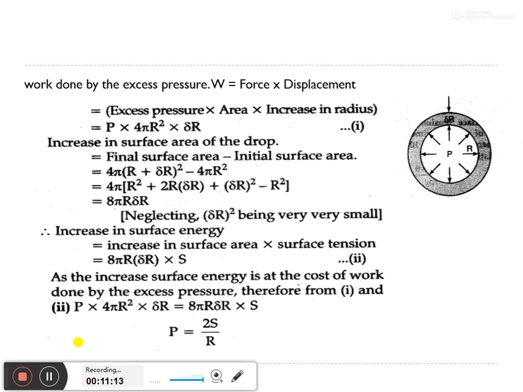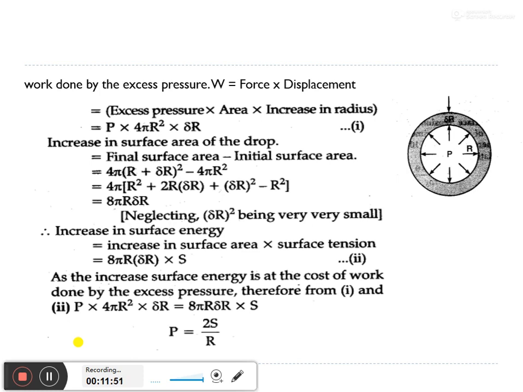And the increase in surface area of the drop is the final surface area minus the initial surface area. So the final surface area is written as 4 pi (R plus delta R) whole squared minus 4 pi R squared. (R plus delta R) whole squared can be written as (A plus B) whole squared, that is A squared plus 2AB plus B squared. By calculating we get 8 pi R delta R, neglecting delta R squared as it is very small, and then we write it as the increase in surface energy.